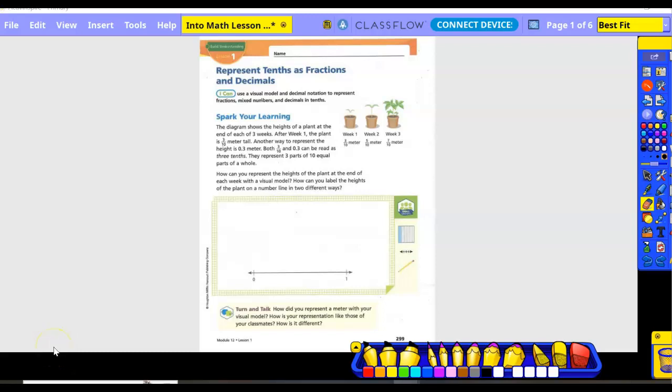Grade 4 math, Module 12, Lesson 1: Represent tenths as fractions and decimals. I can use a visual model and decimal notation to represent fractions, mixed numbers, and decimals in tenths.